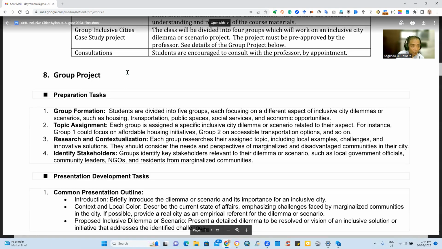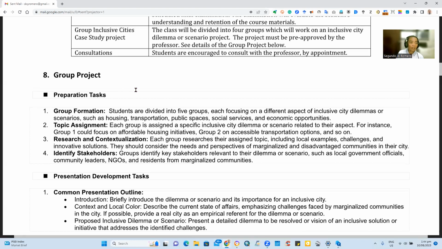Okay, I'm here in Group 8. I talk about how to prepare for the group project. So the students will be divided into 4 or 5 groups, depending on how many students we have. Hopefully just 4. Each group focusing on a different aspect of inclusive city, and it can be a dilemma or a scenario, such as housing, transportation, public spaces, social services, and economic opportunities.